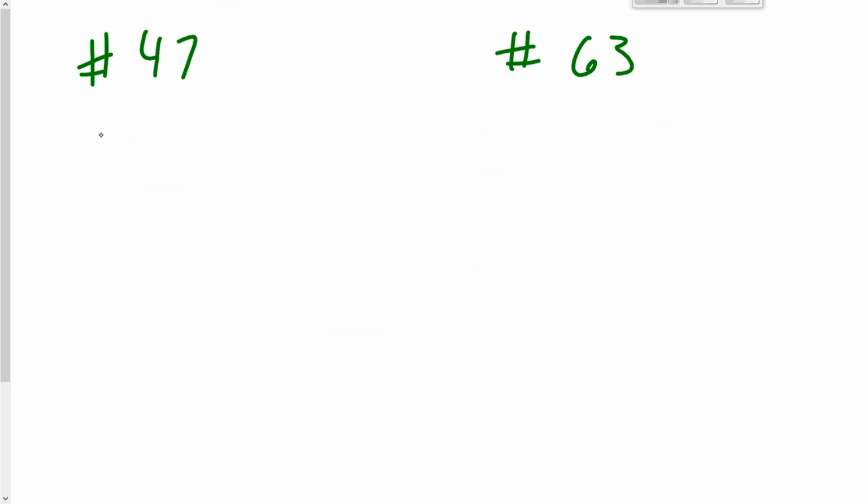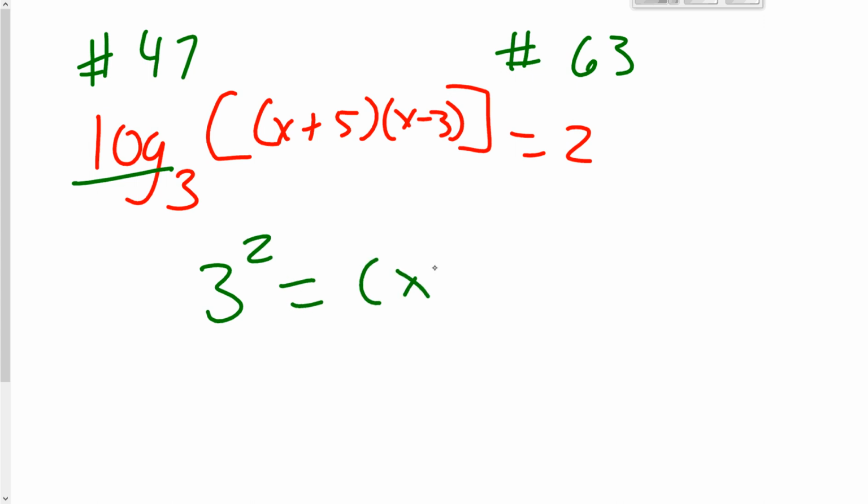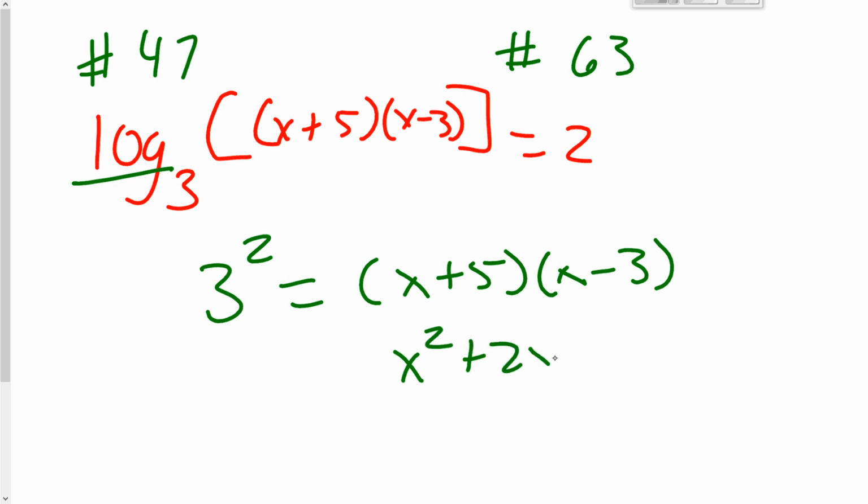Okay, so here's number 47. You're taking the log with base 3 of x plus 5 times the quantity x minus 3. And that's what you're taking the log of, that product, and it equals 2. So we can go ahead and multiply those, or you can keep them separate for now. You can change this, since we're at one single log, 3 raised to 2 equals this product of these two binomials. So that's x squared plus 2x minus 15 equals 9.